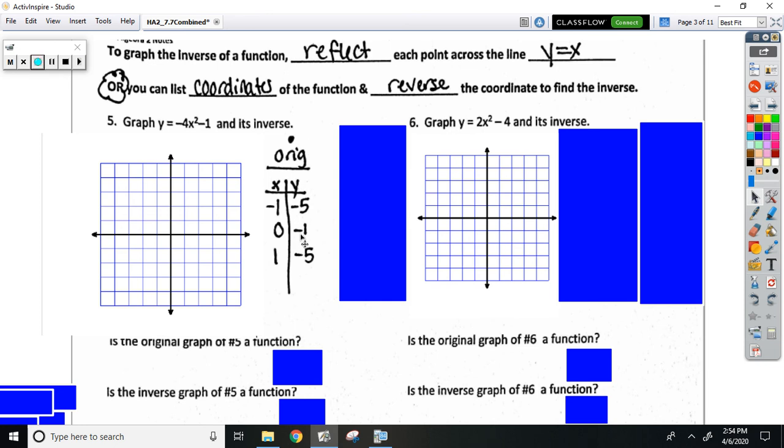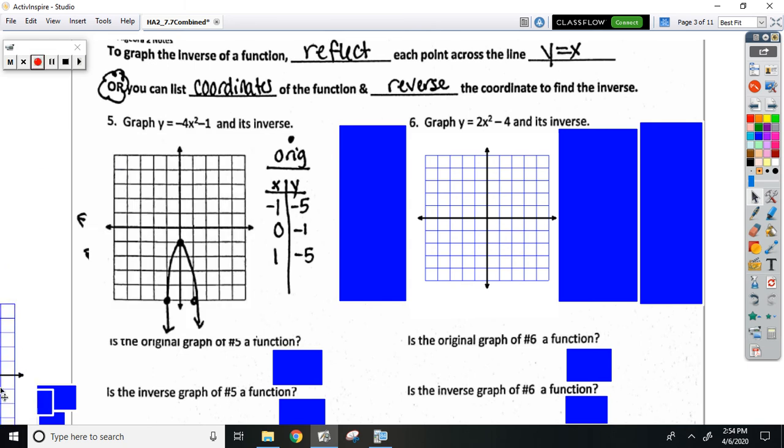And then I'm going to go ahead and graph the original on my coordinate plane. So let's just go ahead to negative 1, negative 5, put a dot, 0, negative 1, and 1, negative 5. And then go ahead and connect those dots this time because it was an equation. We should get a parabola looking like this.